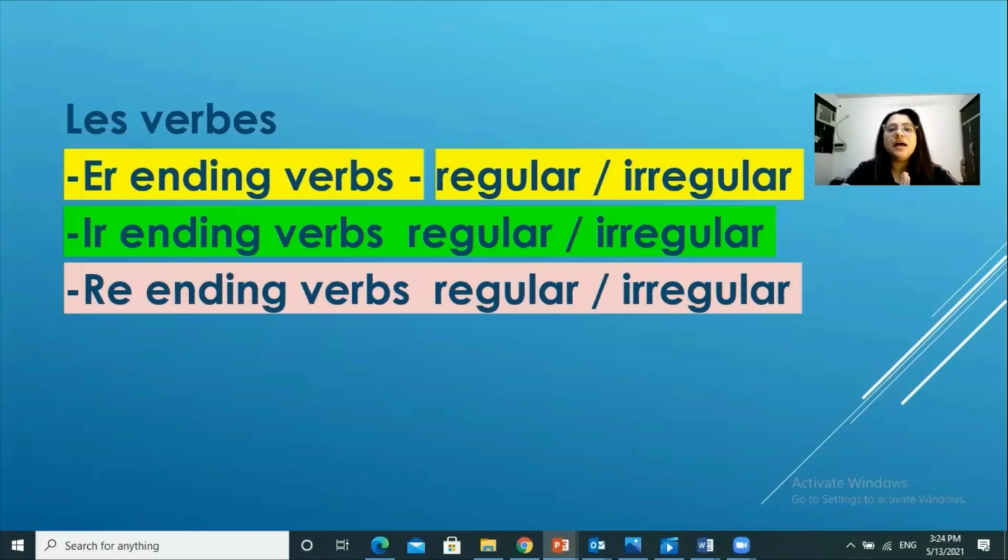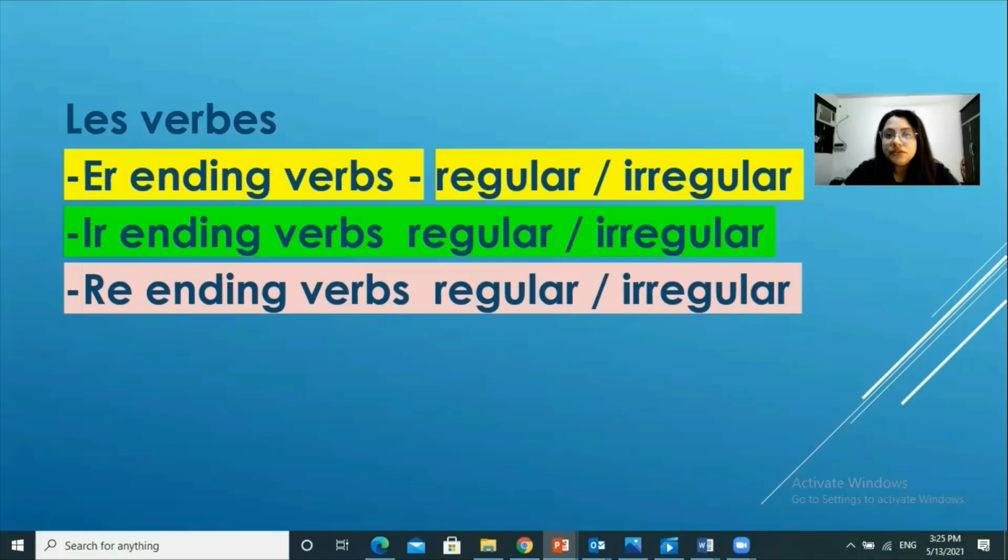Now in French, we have categorized the verbs in three groups. We have ER ending verbs, the verbs which end with ER. We have IR ending verbs, the verbs which end with IR. And we also have RE ending verbs, the verbs which end with RE. These verbs are further divided into two categories: the regular and the irregular verbs.